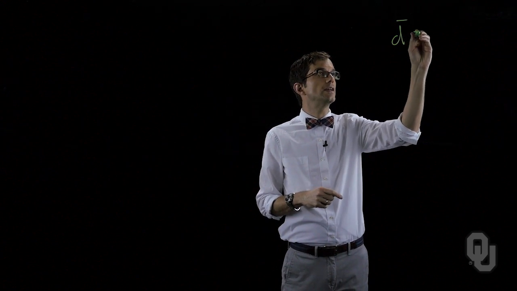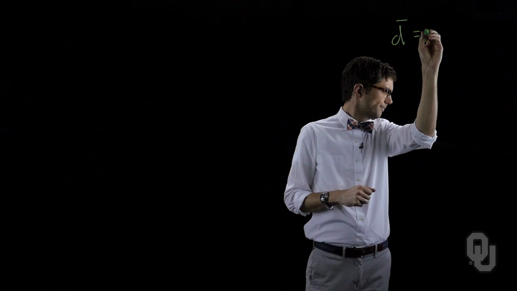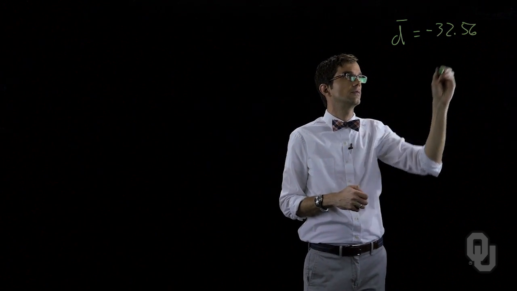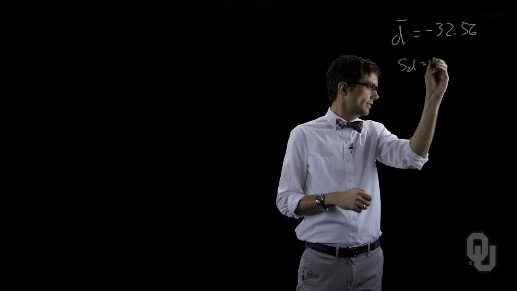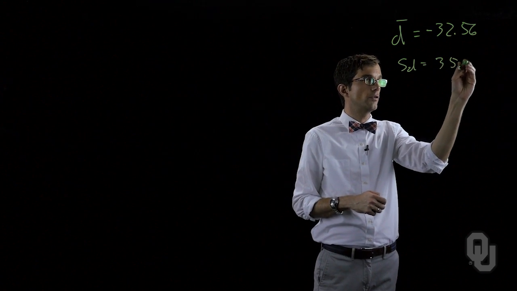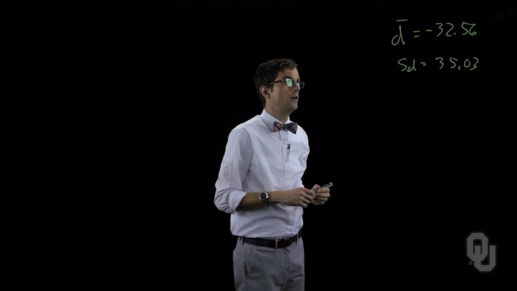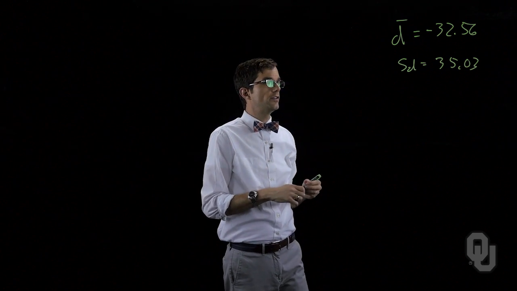So now we want to know how big are they outperforming them by? How much in throughput units are they outperforming them by? Is the difference greater than 5 throughput units higher for robots relative to humans? Well, I erased all the individual observations, but we saw this. We saw that the mean was negative 32.56 units. And the standard deviation, let's go ahead and write that out. That was 35.03.